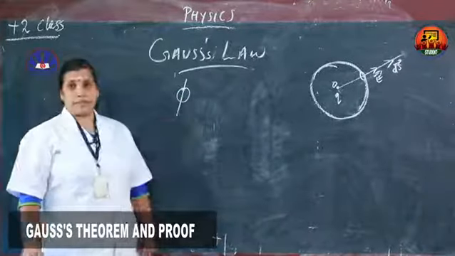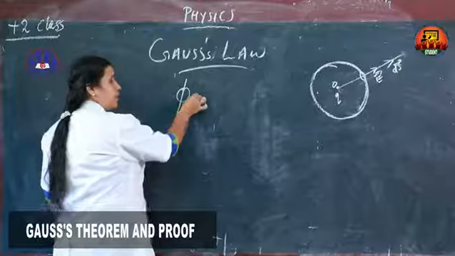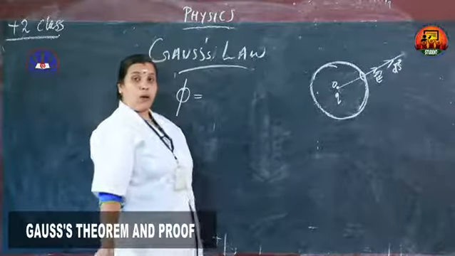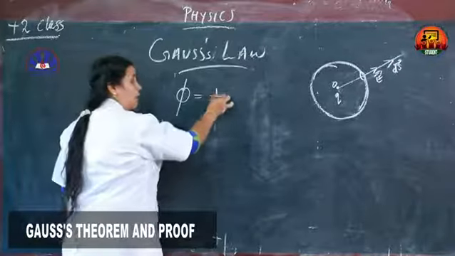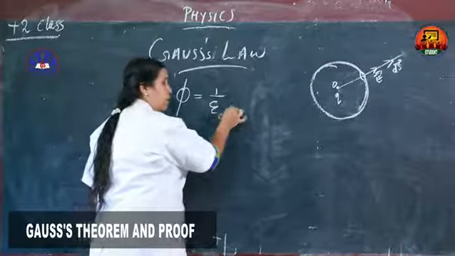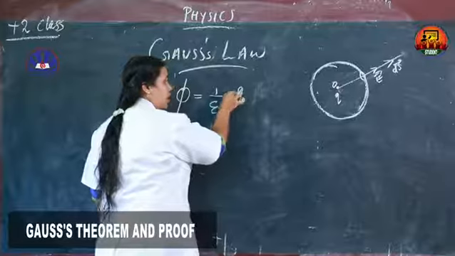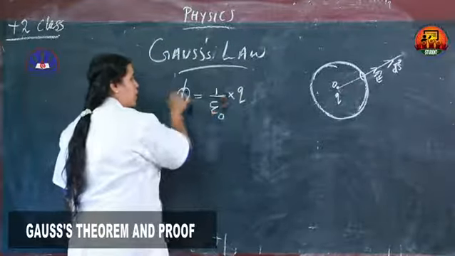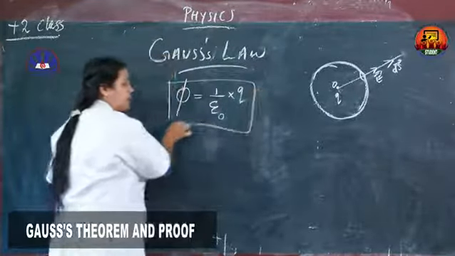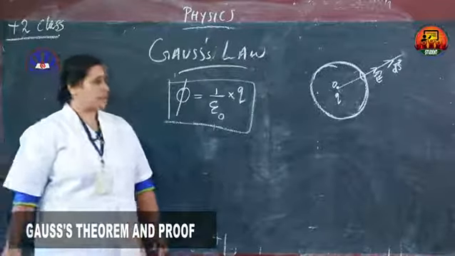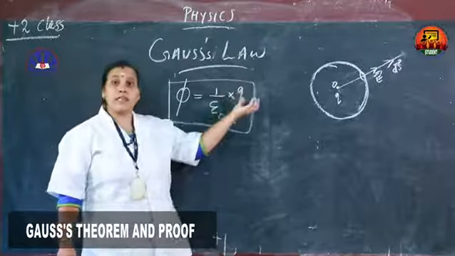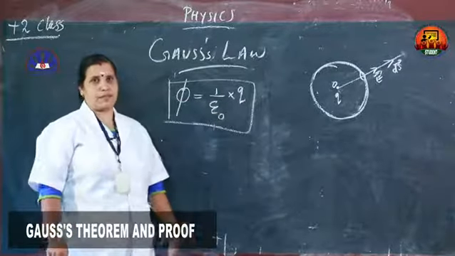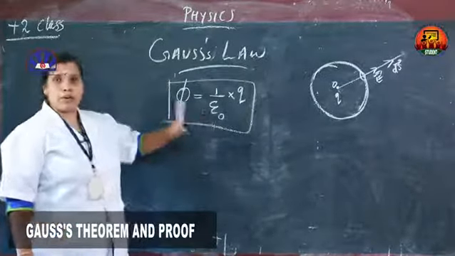It is phi. Now, as per Gauss's law, the electric flux enclosed by a closed surface is 1 by epsilon 0 times the charge enclosed by the surface. That means the flux depends only on the charge present inside the surface. Okay, so this is the statement of Gauss's law.